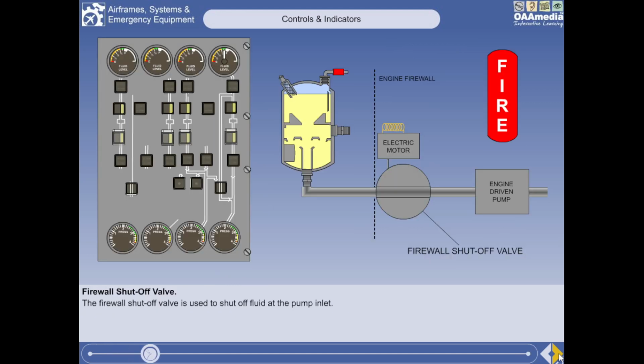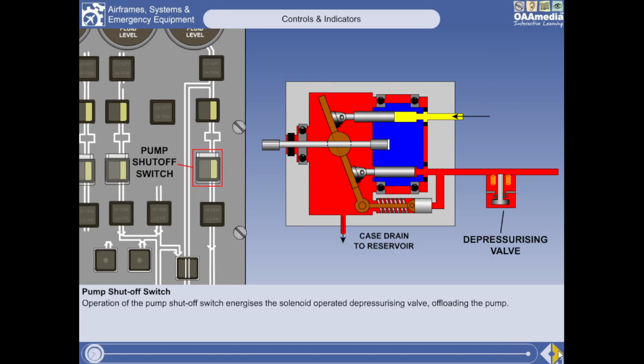The firewall shutoff valve is used to shut off fluid at the pump inlet. Pulling the engine fire switch will close this valve. The flow bar is lit when the valve is open. Operation of the pump shutoff switch energizes the solenoid-operated depressurizing valve, offloading the pump. You will recall that operation of this valve blocks off delivery to the system, but allows pump cooling and lubrication fluid to continue to flow.